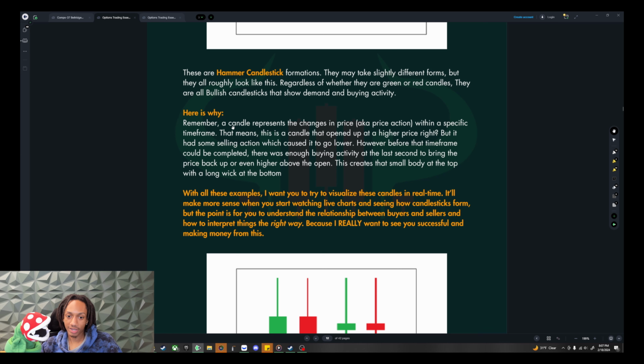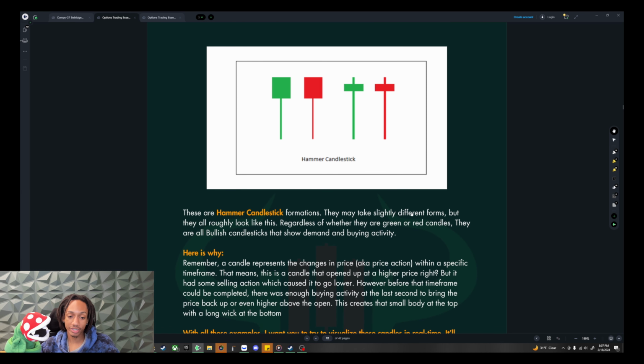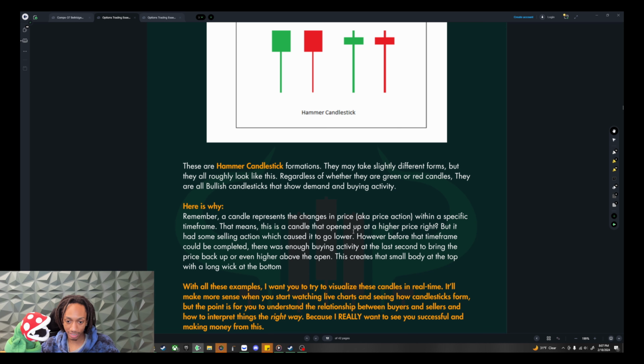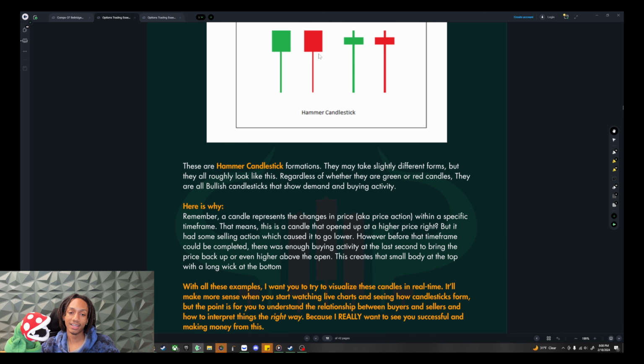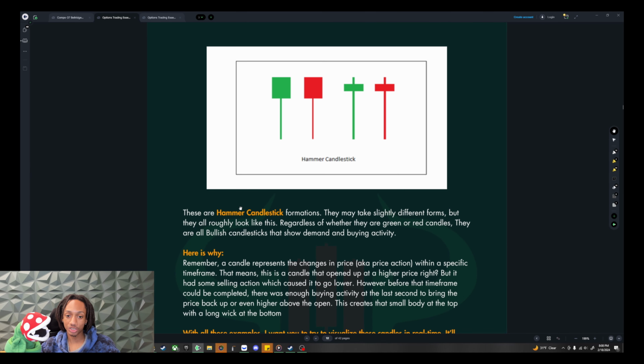So remember, a candlestick represents the change in price, and the change in price is price action within a specific time frame. That means the hammer candlestick is a candle that opened at a higher price, had some selling action, went lower, and then closed either higher than it opened or closer to where it opened, creating that body on the top and that long wick on the bottom. These are bullish candles because they represent buying activity.